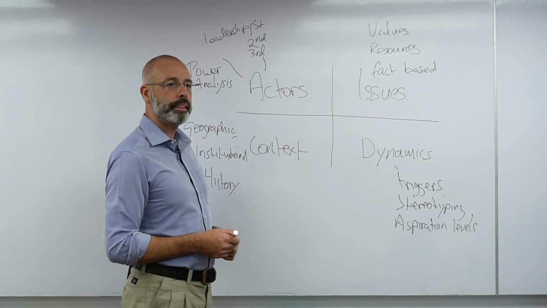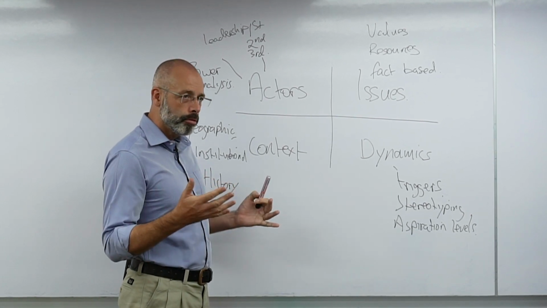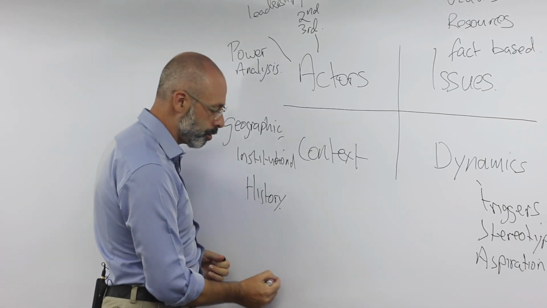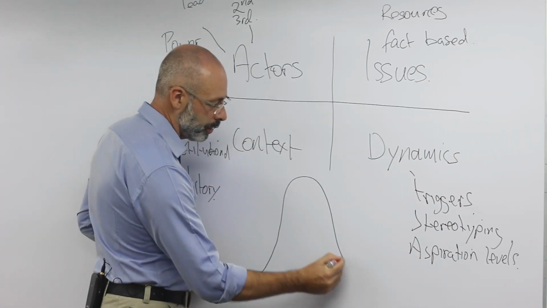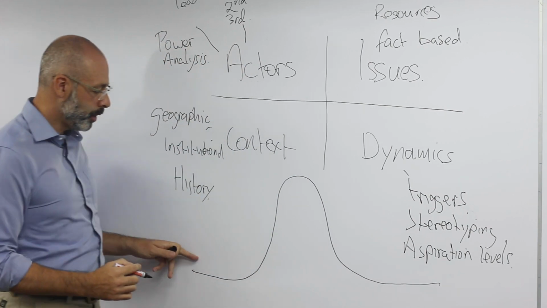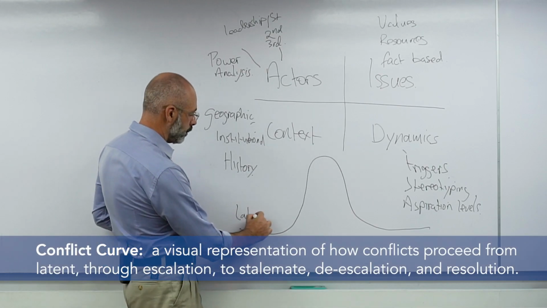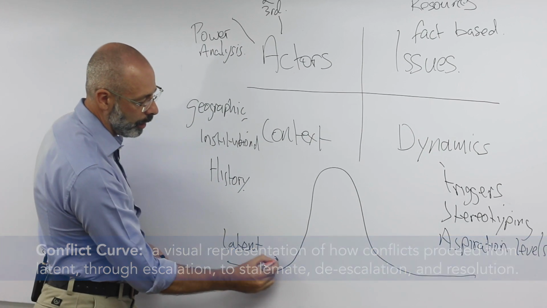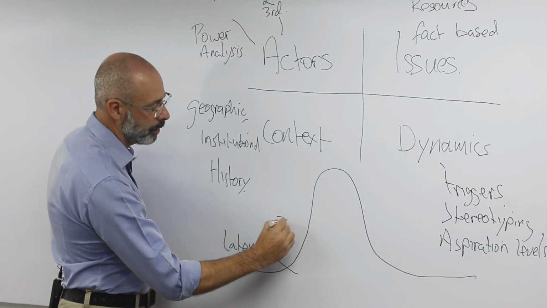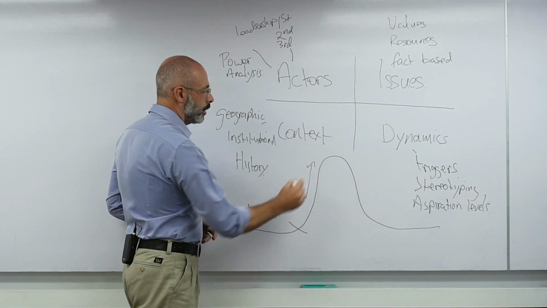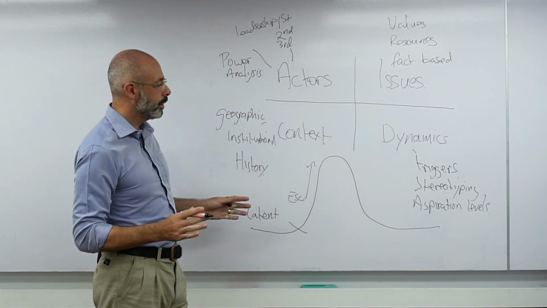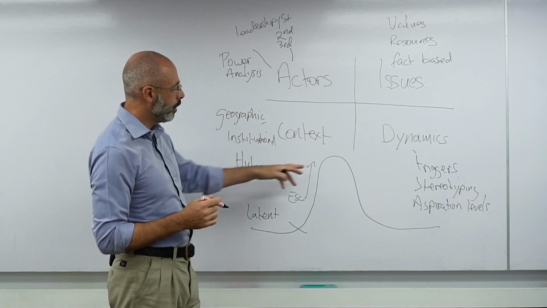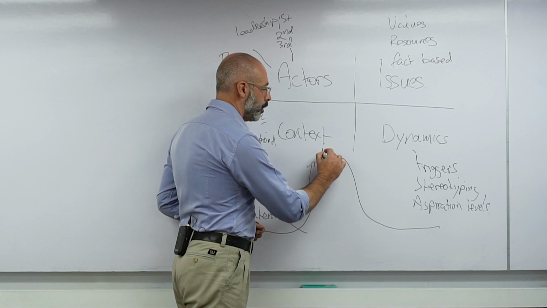Okay, so any conflict follows a fairly predictable pattern. It's known as the conflict curve, and it basically looks like this. Conflict is latent at the beginning, and then when a trigger event occurs, it begins to escalate. And as it goes up in intensity and frequency through things like spiraling and retaliation, it eventually reaches the point known as the hurting stalemate.